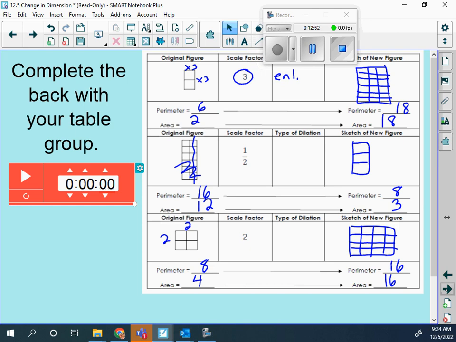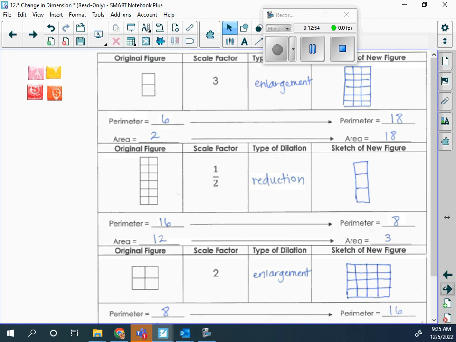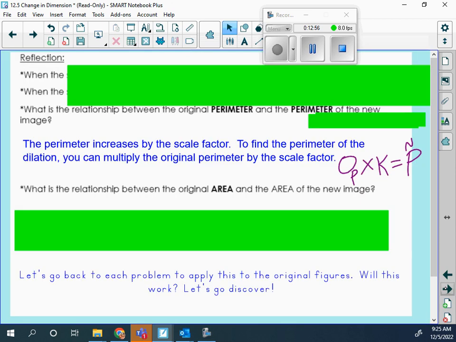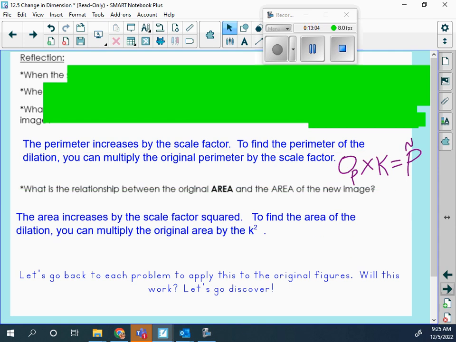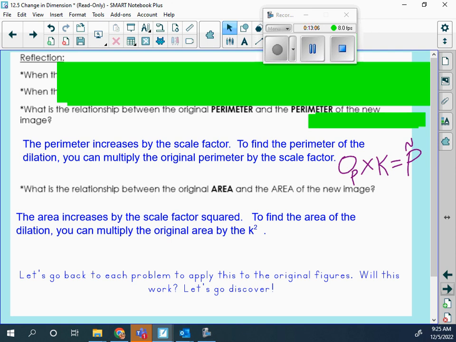Are you seeing something? Give me a thumbs up if you think you know. Conchi, tell me. That is exactly right. It's times the scale factor squared. So here, I would write original area times scale factor squared equals the new area. The area increases by the scale factor squared.